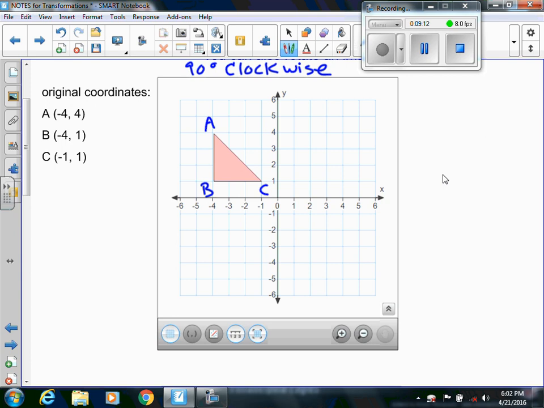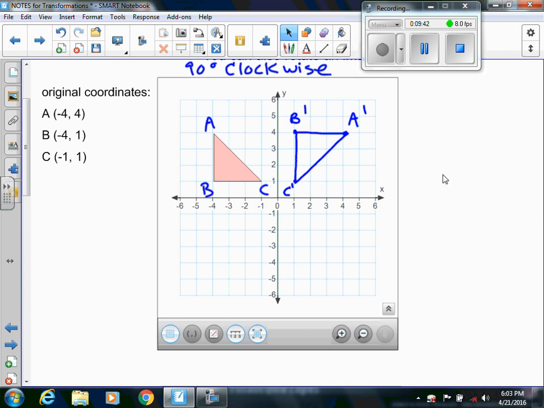So my A prime is going to wind up at 4, 4, which is right here. That's A prime. My B prime is going to wind up at 1, 4. This is B prime. And then my C prime is going to wind up at 1, 1, right here. This is C prime. So when I draw my shape, it now looks like this. You can see that it turned in that direction. If we could physically pick it up and turn it, that's what a 90-degree clockwise rotation would look like.